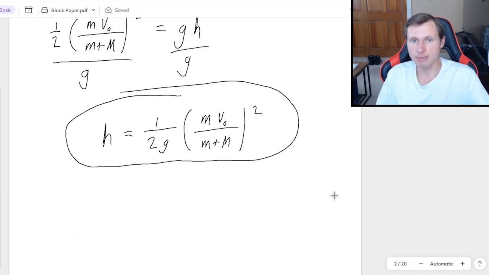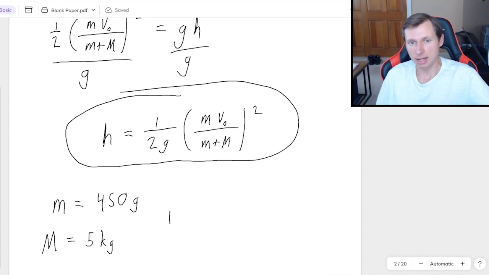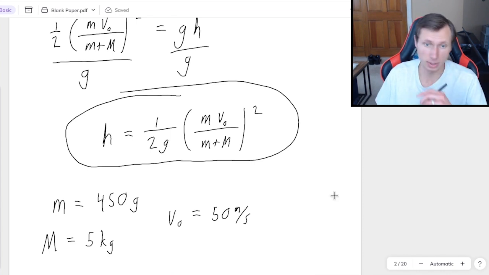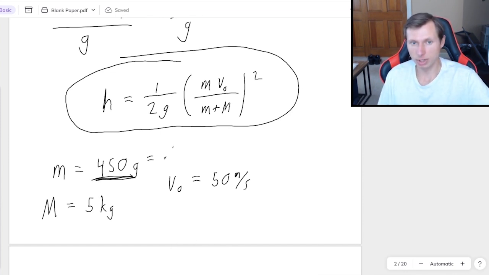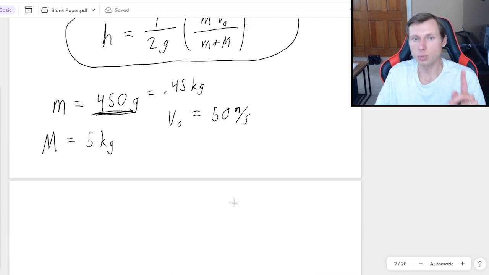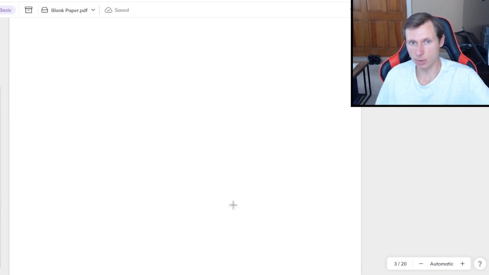And so for instance, if I gave values for the masses and the velocity, let's just say little m is 450 grams, big M is 5 kilograms, and V0 is, let's say, 50 meters per second for the bullet, I can plug in all these numbers and I'm going to get some value for the height. I just need to remember to convert 450 grams into 0.45 kilograms because we need the units to be in kilograms. So that's one question they might ask when they give you this question.